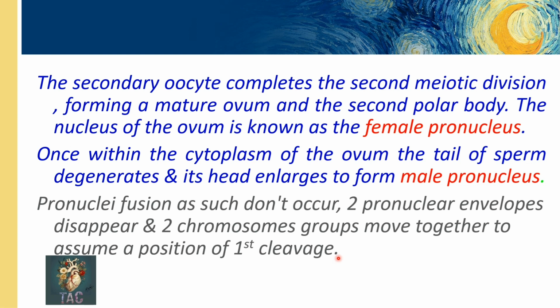Another important point is that before they align themselves at the position of the first cleavage, they first have to duplicate or replicate their DNA, so that after the first cleavage division, each cell receives the diploid number of chromosomes and the normal amount of DNA.